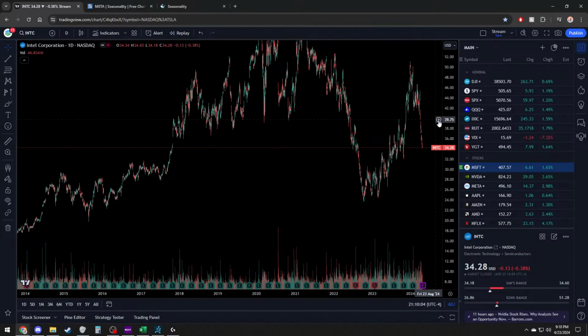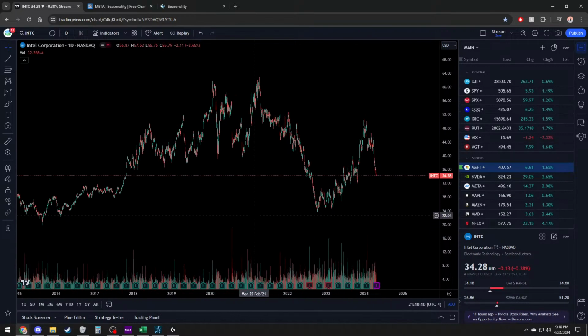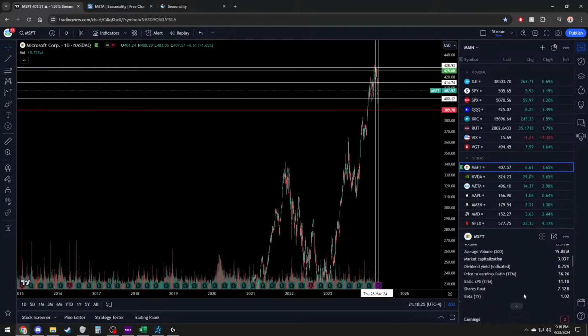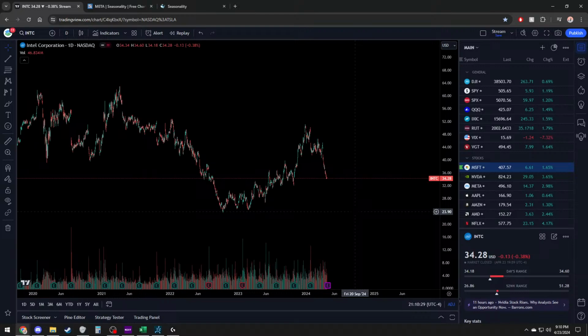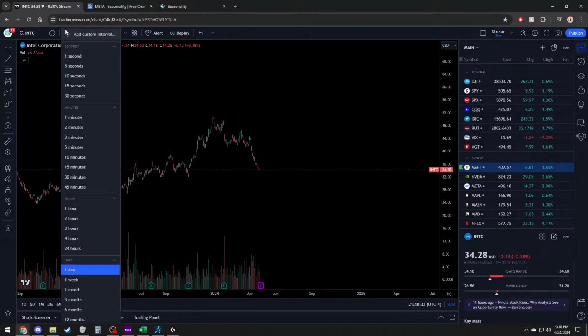Intel's been underperforming as far as a bullish stock. Intel's kind of been underperforming for quite a while. Isn't it a higher dividend? This is a higher dividend for a tech stock. What does Microsoft pay? 0.75. But again, just because it has a higher dividend doesn't mean it can't perform.